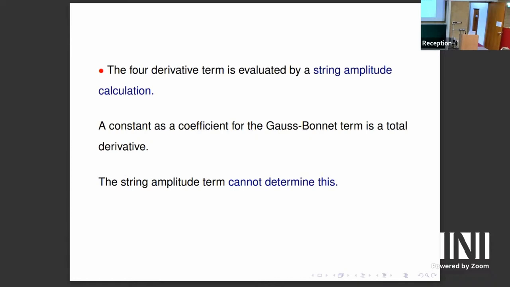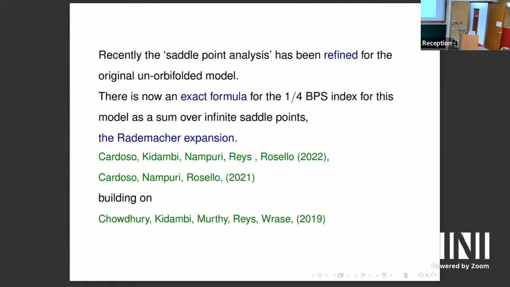The constant is also relevant because many people are thinking about these things. Recently there is a saddle point analysis that has been refined for the unorbifolded model, and now there is an exact formula. I've just given the saddle point and a one-loop correction around it, but there is now a rewriting of this 1/5/10 in terms of a sum over saddle points exactly. They have shown that the result gets closer and closer to the integer as you sum over all the saddle points. These are the papers for that, which realize an exact Rademacher expansion for this 1/5/10. They've done it for the unorbifolded cases.